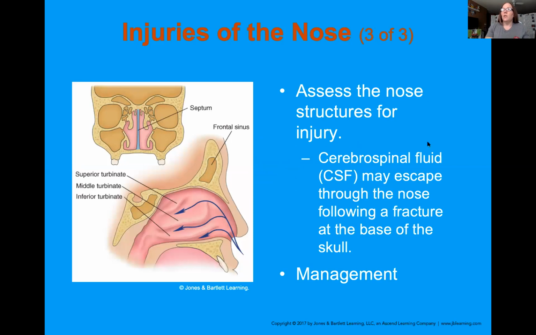All right, so cerebrospinal fluid can escape through the nose, all right, from the base of it when somebody has a skull fracture, and depending on the type of skull fracture, they're more likely to have the CSF escape through the nose, right? Especially if they've fractured the bones behind.